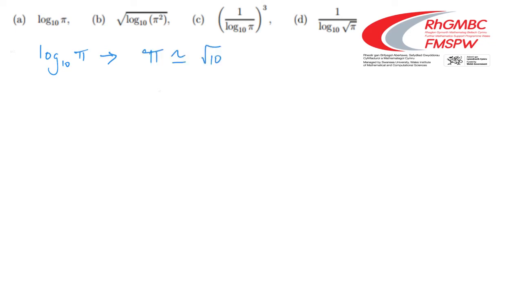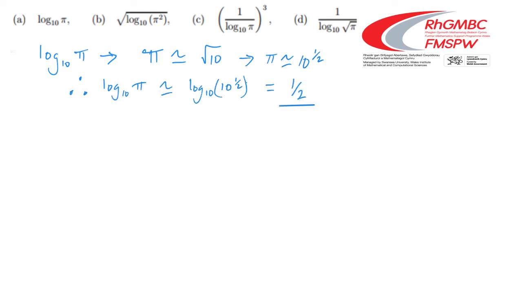And so pi can be written approximately as 10 to the power half. This means that log 10 of pi may be written approximately as log 10 of 10 to the power half, which in fact is equal to 1/2. We will next consider the value square root of log 10 of pi squared.